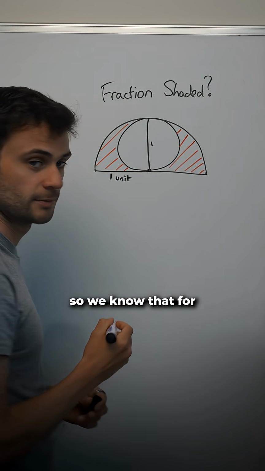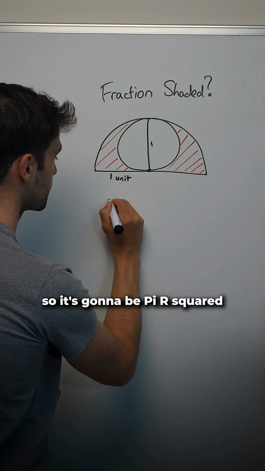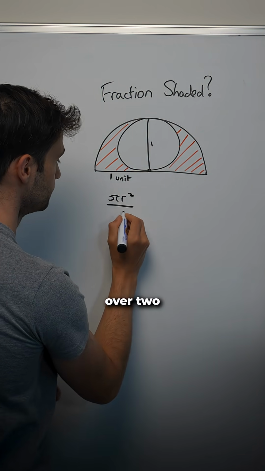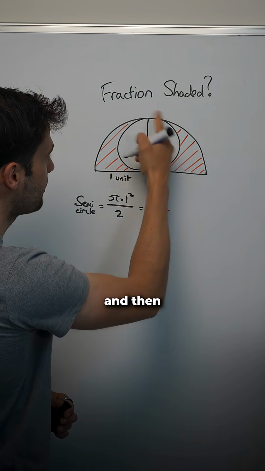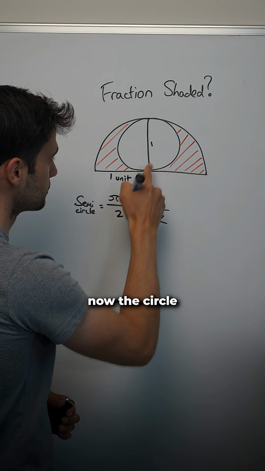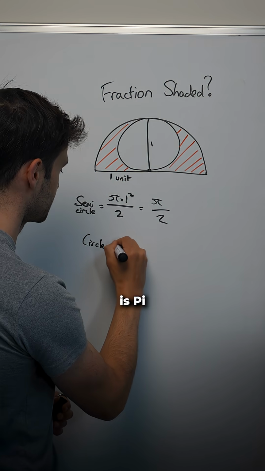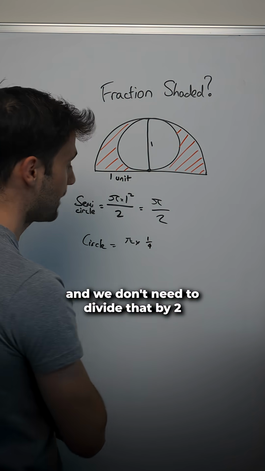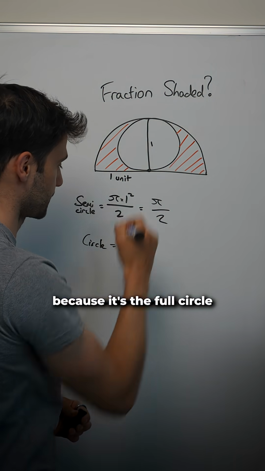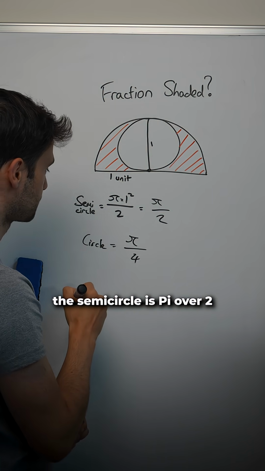So we know that for a circle, pi r squared is the area, but this is a semicircle, so it's going to be pi r squared over 2, or we could just say pi times 1 squared over 2, or just pi over 2. And then we've got the circle. Now the circle has a radius of 0.5 units. So the circle is pi times 0.5 squared, which would be pi times 1/4. And we don't need to divide that by 2 because it's the full circle. So that's just going to be pi over 4. The circle is pi over 4, the semicircle is pi over 2.